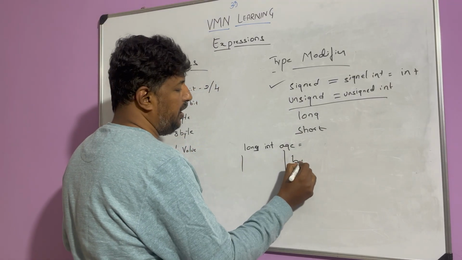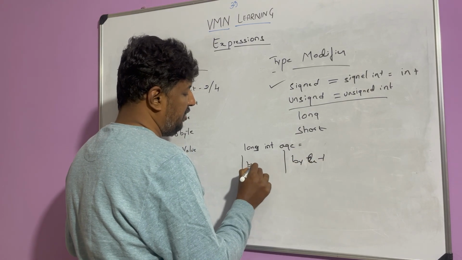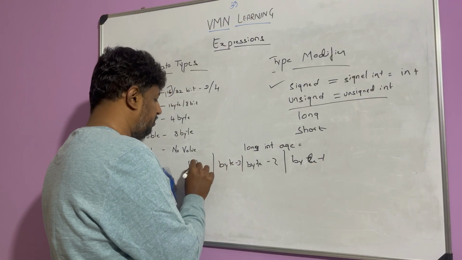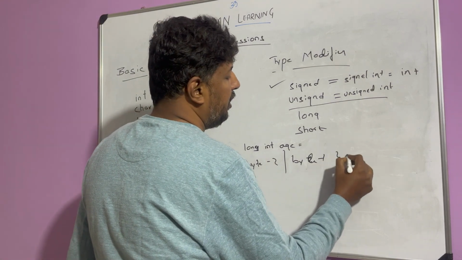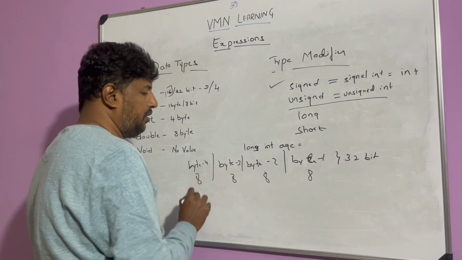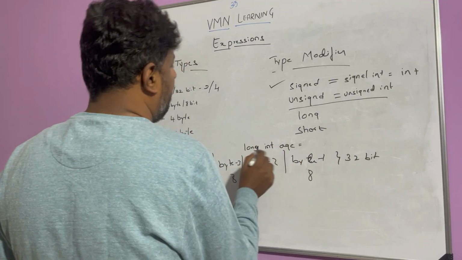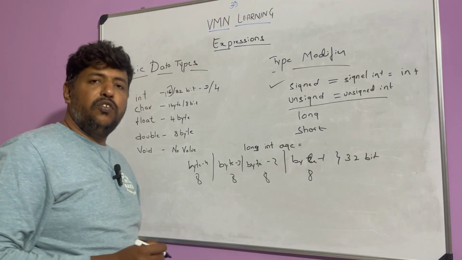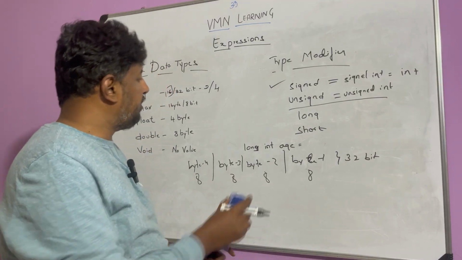So byte 1, byte 2, byte 3, byte 4. That's 8 bits each. The total is going to be a 32-bit machine. 4 eights are 32, right? So using long, you converted an 8-bit memory location to a 32-bit memory location, which can handle a lot of calculations. That's the use of long.